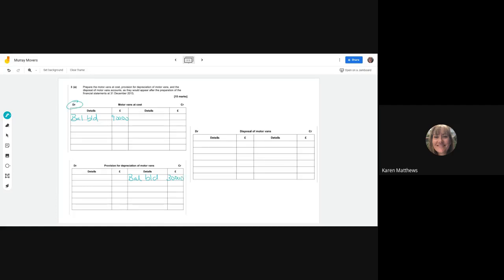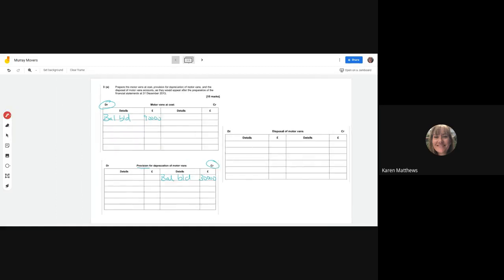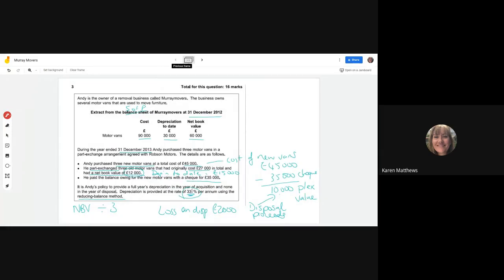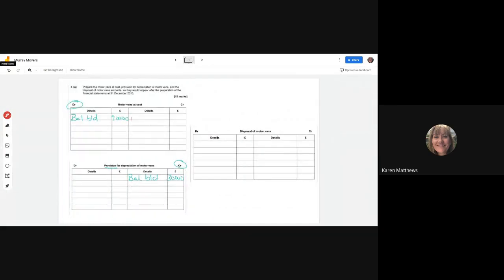Now, if you remember, assets are a debit balance, and then any provision, so provision for depreciation, provision for doubtful debts, on the statement of financial position is always a credit balance. Okay, so one minus the other gives you the net book value. The other thing we need to deal with is the disposal. I'm going to do that in a different colour just to highlight it. So we've got to get rid of the vans that have been disposed of. They had an original cost of £27,000. So we need to take that £27,000 out of the motor vans at cost and put it into the disposal account.